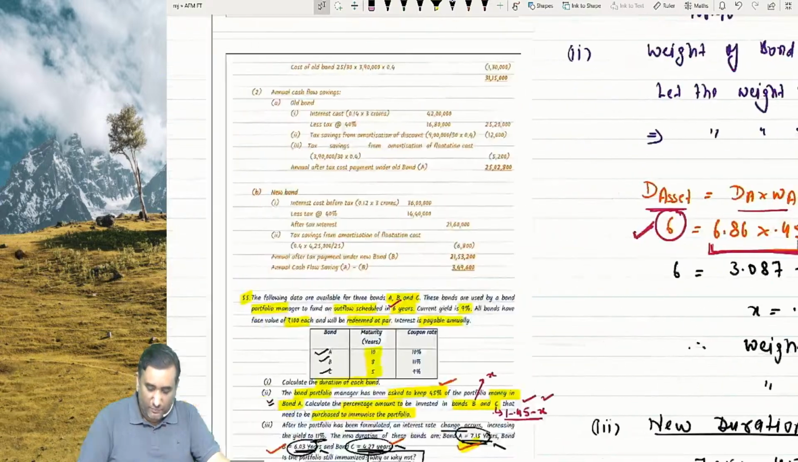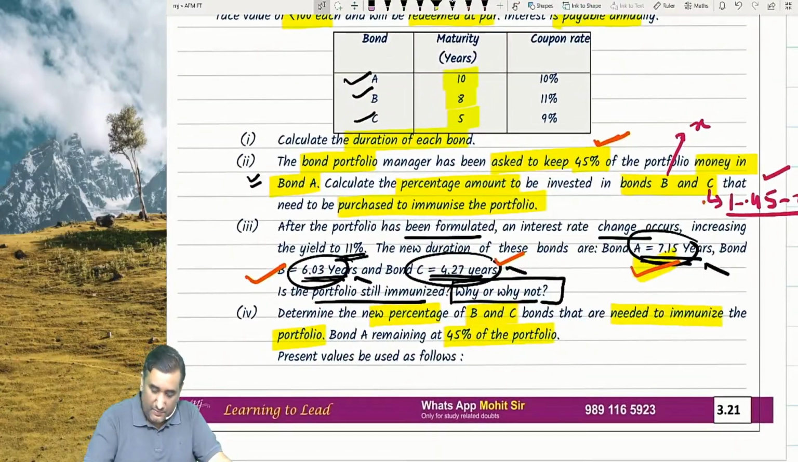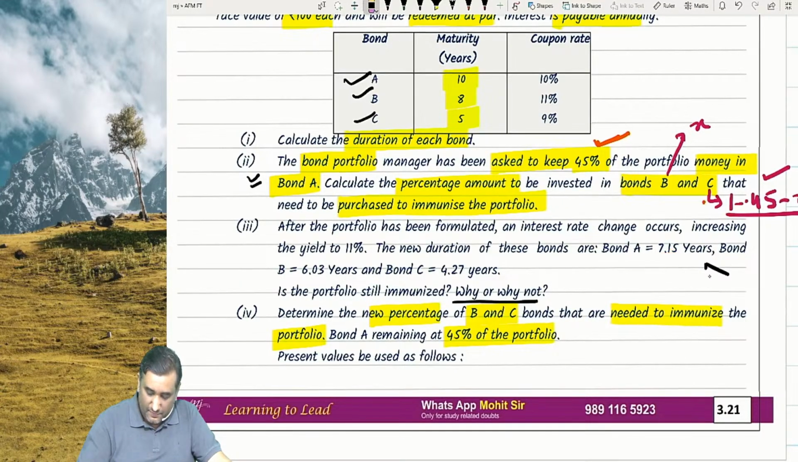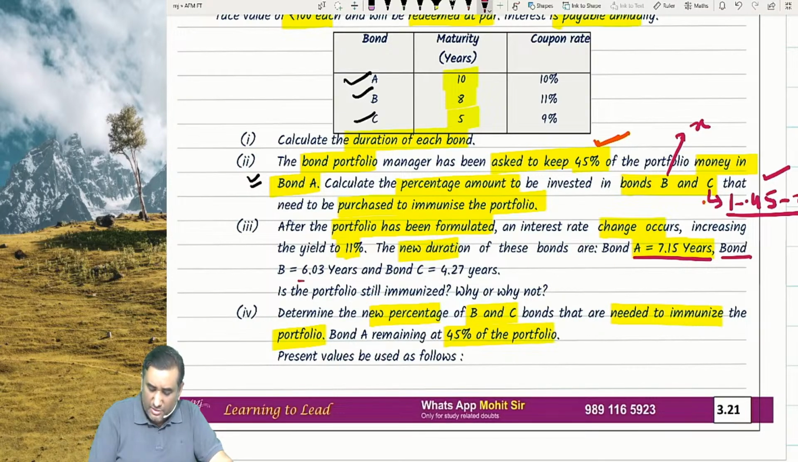Third part, let me try out what he says. Third part, he says, after the portfolio has been formulated, an interest rate change occurs, increasing the yield to 11. The new durations are: A 7.15. He would have done something and then recalculated. He has calculated 7.15 as the duration of A, bond B duration 6.03, C bond 4.7. Is the portfolio still immunized?